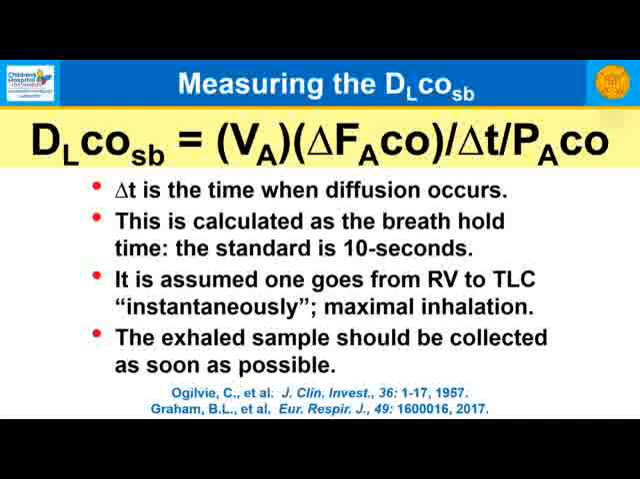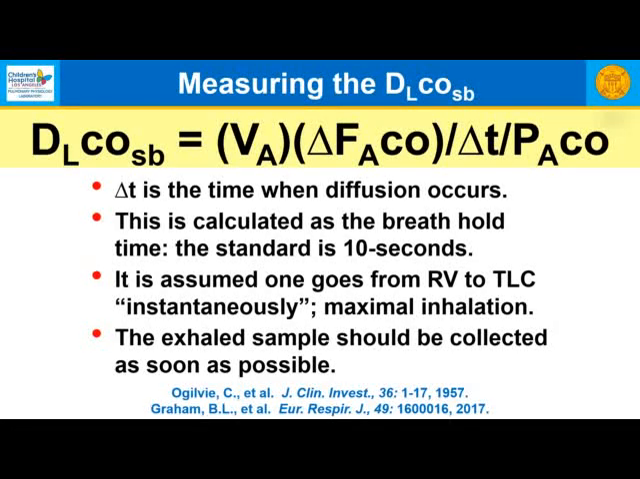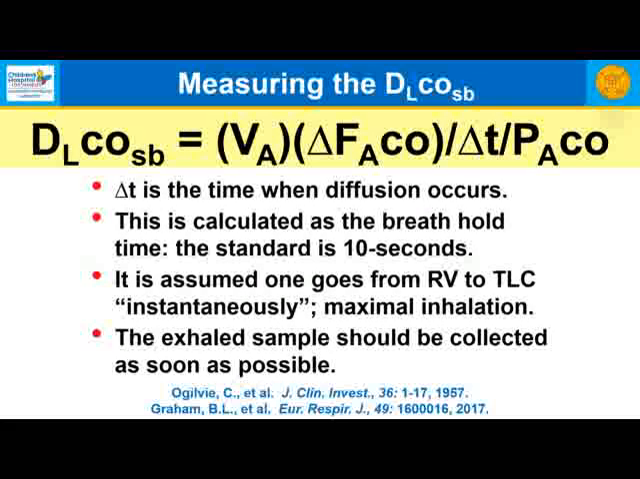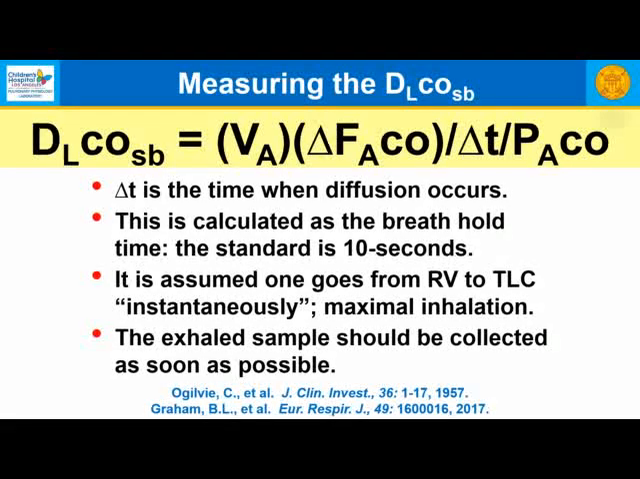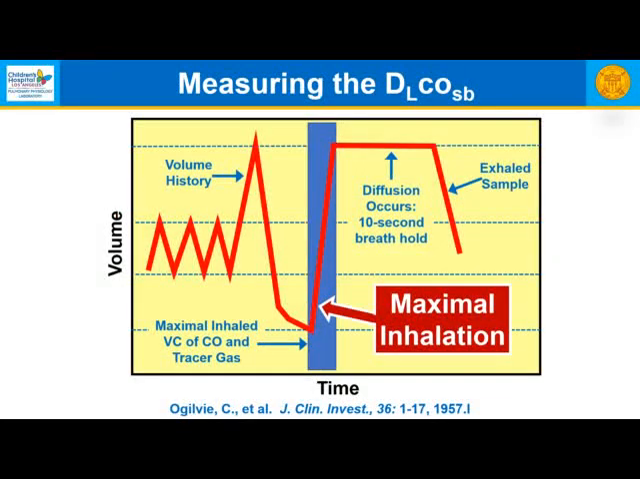Delta T is the time when diffusion occurs, and this is calculated as a breath hold time. The standard is 10 seconds. It is assumed that one goes during the inhalation from maximal residual volume to total lung capacity instantaneously. That is, it's a maximal inhalation. The exhaled sample should be collected again as soon as possible to narrow in this 10-second breath hold.